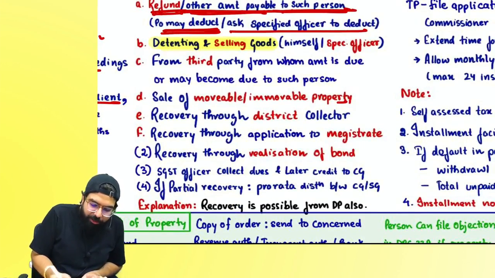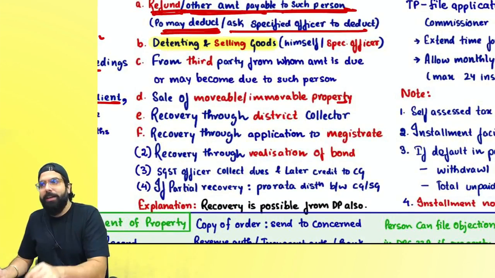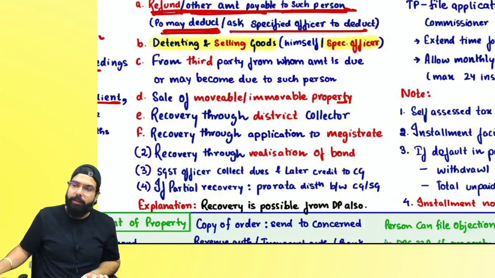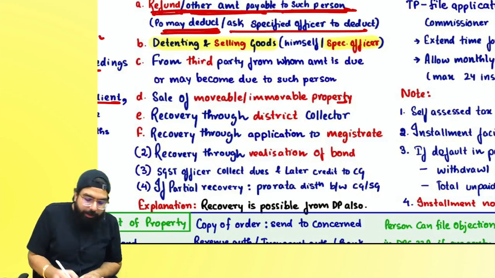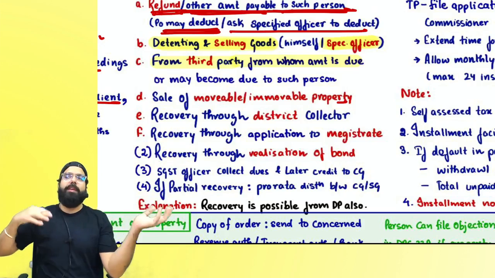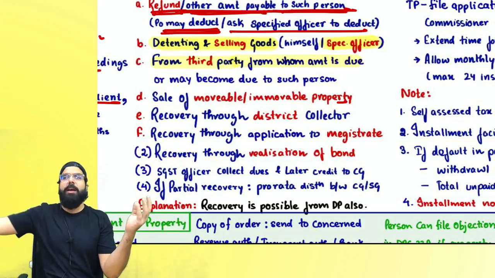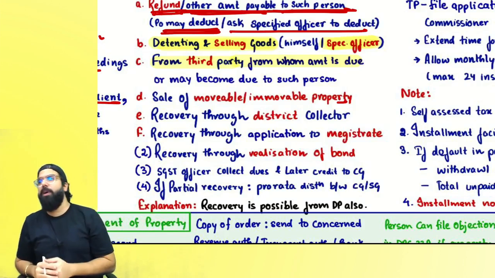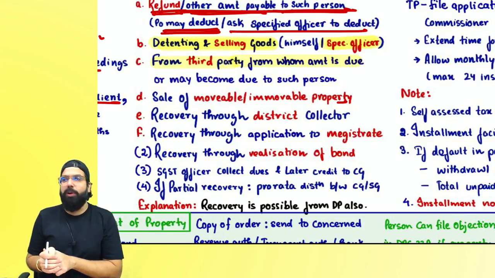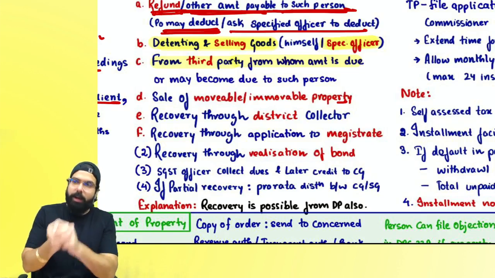Or, sir, detention and selling of goods: they will detain the goods and sell them, or they will ask a specified officer to do the selling of goods. Sir, recovery can happen from a third party. The officer will tell the person who owes you money, don't pay this guy, pay it to us, and recovery can happen from the third party. This is also known as garnishee proceedings. Okay everyone, just for your knowledge, these are also known as garnishee proceedings.